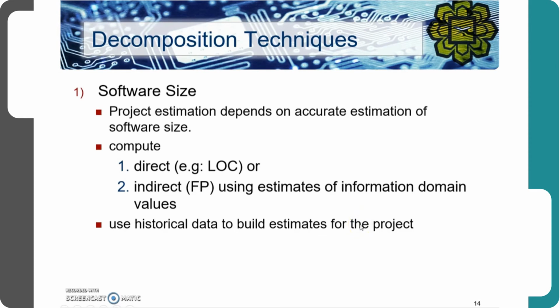Okay, so next one is to identify the software size. Project estimation depends on accurate estimation of software size. We can compute software size either directly or indirectly. If we are talking about direct, that means we can use lines of code, that means you have the code, the number of lines of the code. Or indirectly, we can use function points, which use some kind of estimation using some information of the problem that is going to be solved. In order for us to do this, we need to use historical data for the estimation.